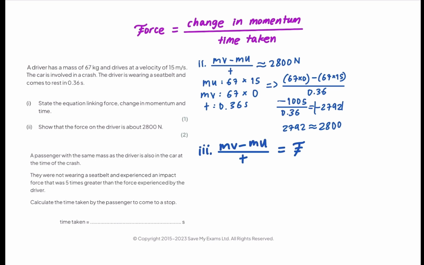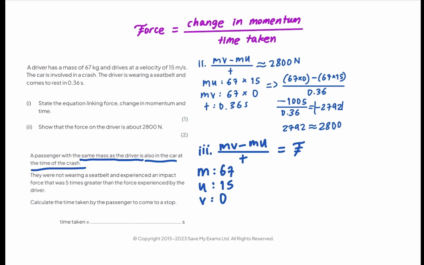We know that the passenger's mass is the same as the mass of the driver as stated in the question. So the passenger's mass would be 67. And now, because the passenger is stated to also be in the car at the time of the crash, that means the passenger and the driver would be moving at these exact same velocities. That is because they are both part of the same car and the car moves at a certain velocity. So the passenger's initial velocity would again be the same as the driver's initial velocity, which is 15 meters per second. And the passenger's final velocity would also be the same as the driver's final velocity, which we know is 0 meters per second.